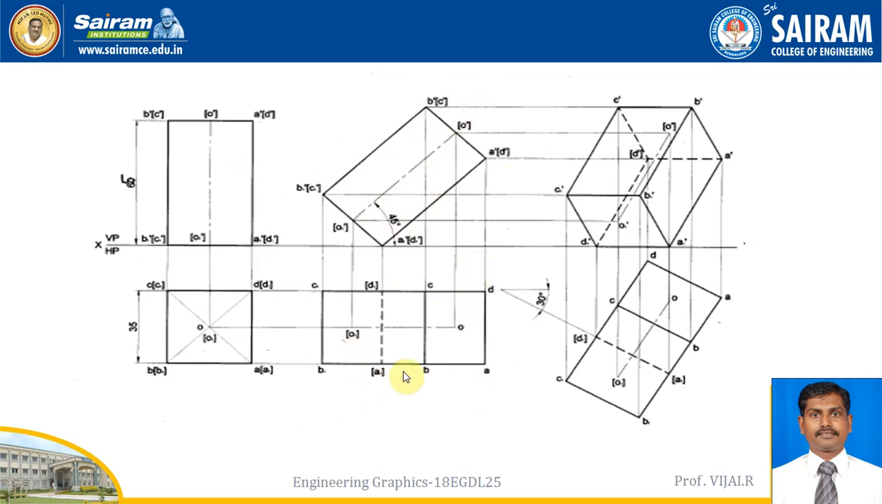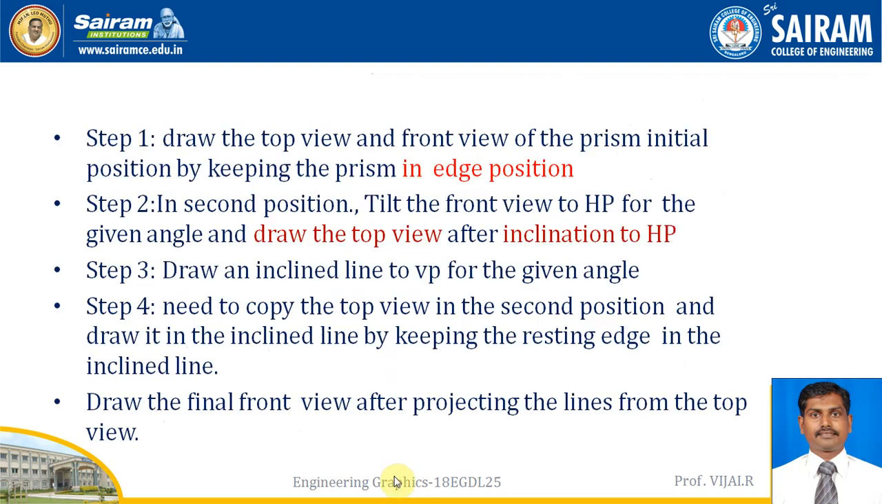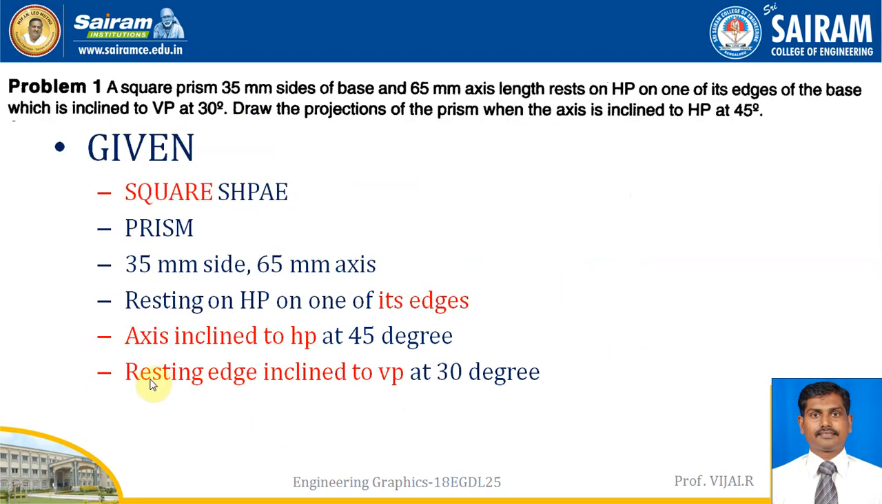We will draw the top view, and the hidden lines and visible lines are important. Drawing different thickness of lines is very important here. Drawing the views with visible edges and hidden edges is very important. Then the third, what they ask is draw the inclined line to VP for the given angle. The question is the resting edge inclined to VP at 30 degree. Axis inclined to HP is over, and the resting edge is inclined to VP at 30 degree.